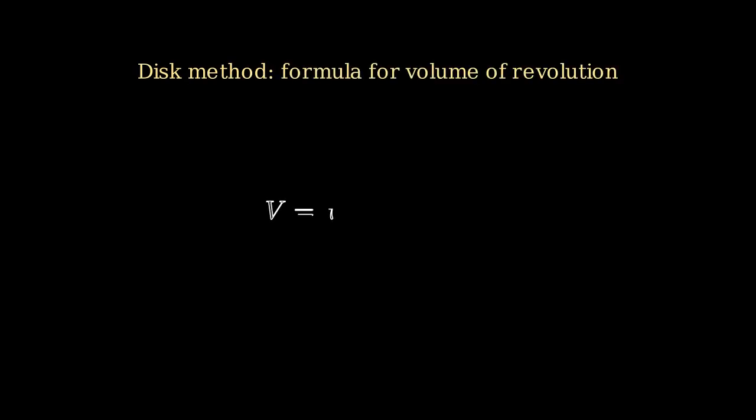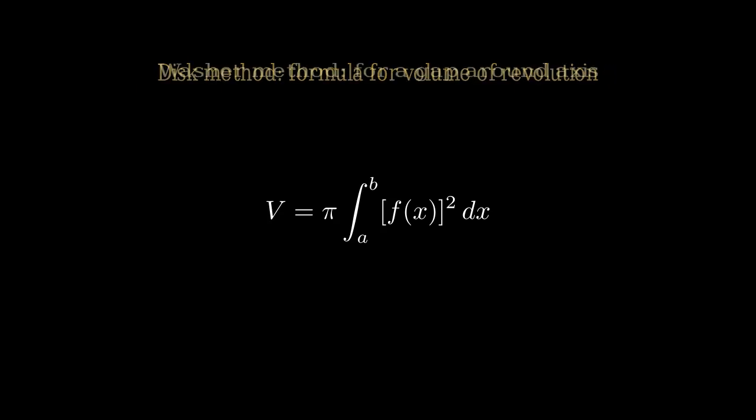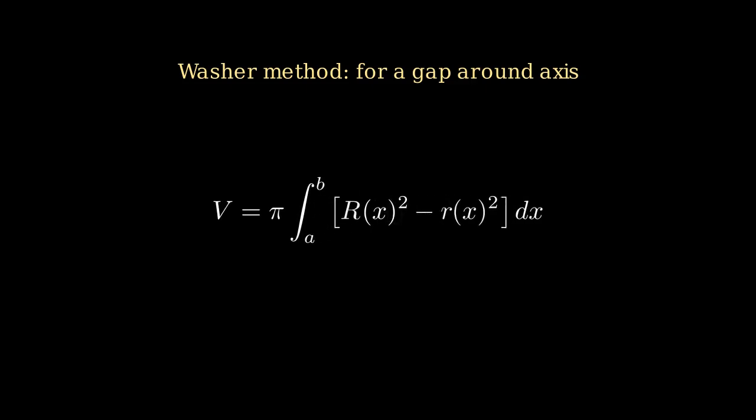Let's start with the key formulas you need for volumes, arc length, and work. First, the disk method. Volume equals pi times the integral from a to b of [f(x)] squared dx.